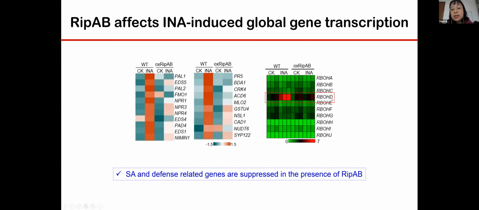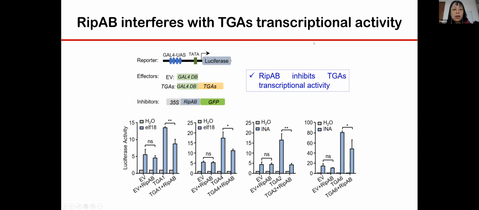And our ROS assay results also confirmed this. Since RipAB targets TGAs, we wondered how RipAB influences TGA function in plants. Firstly, we tested the TGA transcriptional activity in the presence of RipAB with a GAL4 transcription system, and we found RipAB could largely inhibit TGA transcriptional activity induced by flg22 and RNA.